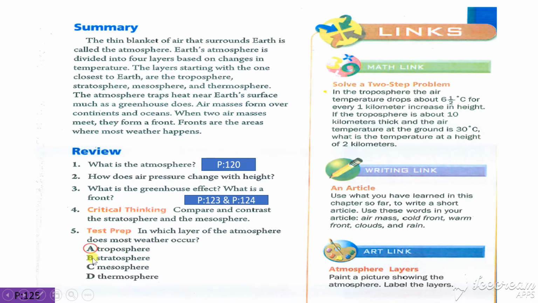Number five, in which layer of the atmosphere does most weather occur? A, troposphere; B, stratosphere; C, mesosphere; D, thermosphere. The right choice, A, troposphere.